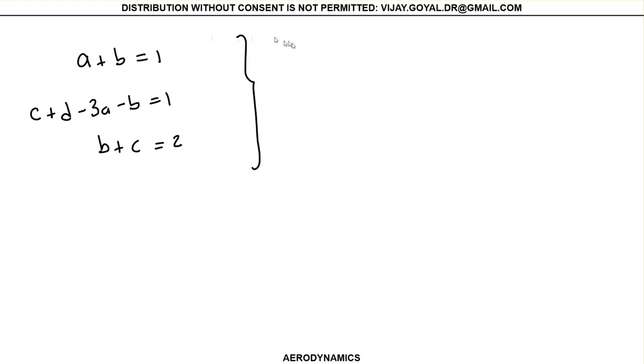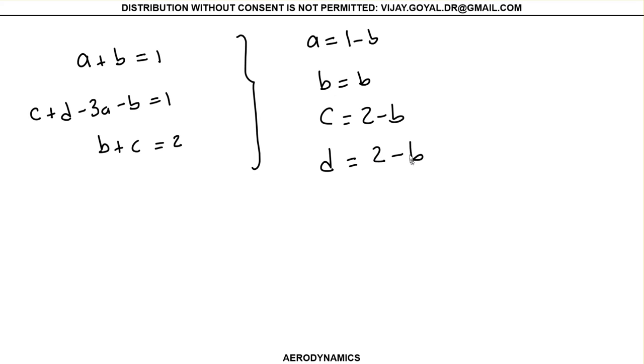And what you can see is, if you solve for these equations, you can see that A is equal to 1 minus B, B is equal to B, C is equal to 2 minus B, D is equal to 2 minus B as well. So the entire equation then basically becomes as follows.